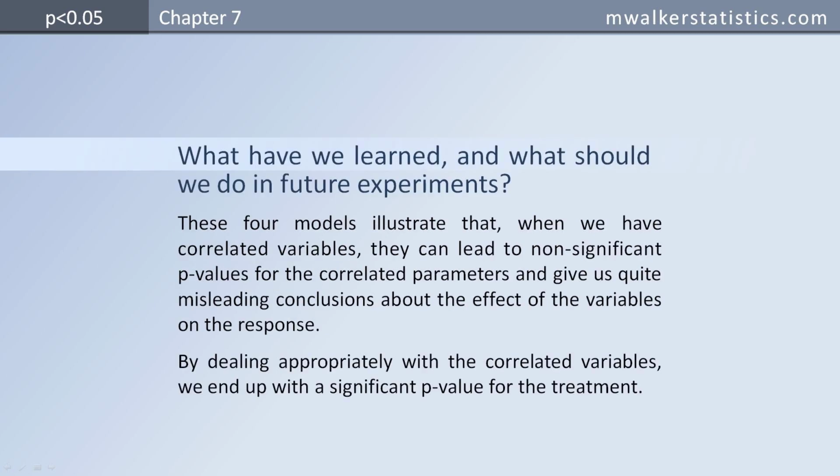What have we learned? And what should we do in future experiments? These four models illustrate that when we have correlated variables, they can lead to non-significant p-values for the correlated parameters and give us quite misleading conclusions about the effect of the variables on the response. By dealing appropriately with the correlated variables, we end up with a significant p-value for the treatment.